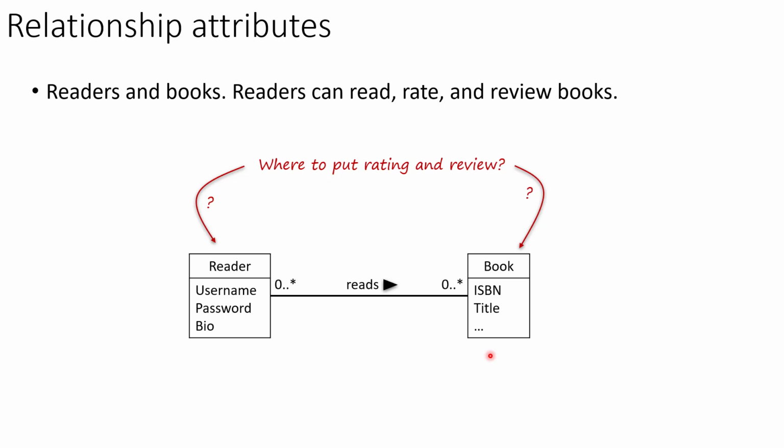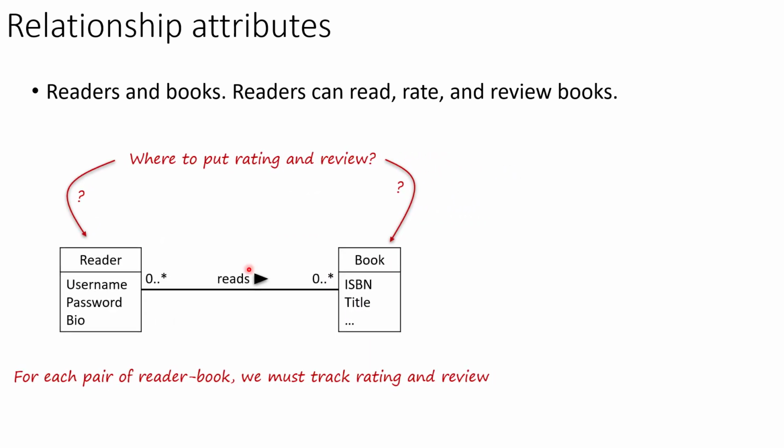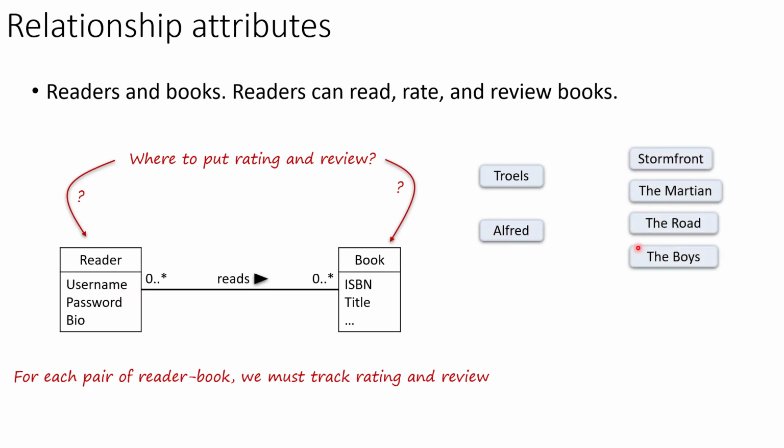So this is a common problem when you have a many-to-many relationship, and basically only when you have a many-to-many relationship. And the question is, what do we do with it? Well, we have multiple pairs of readers and books. Right? I'll try to illustrate it here. I have my two different instances of reader. Troels is one instance of reader and Alfred is another instance of reader. And I have instances of the book entity.